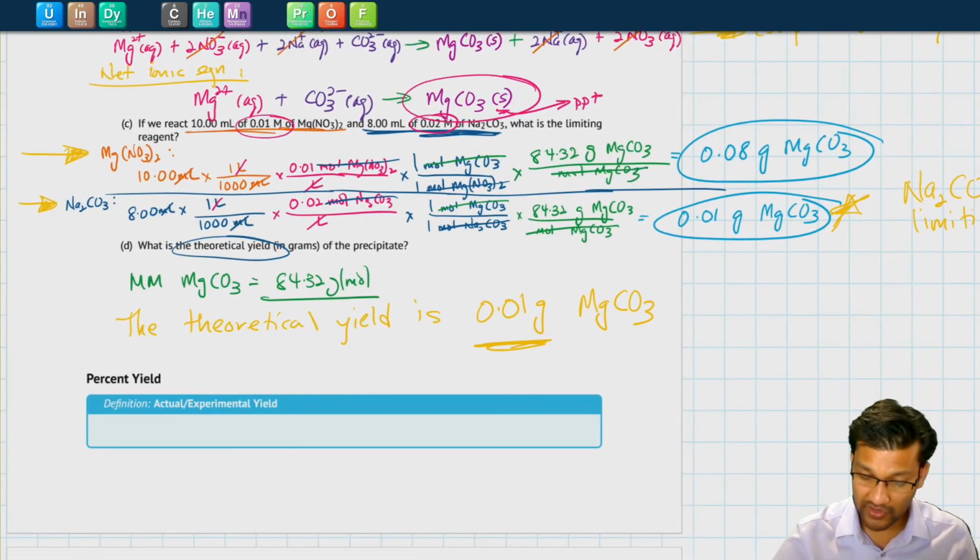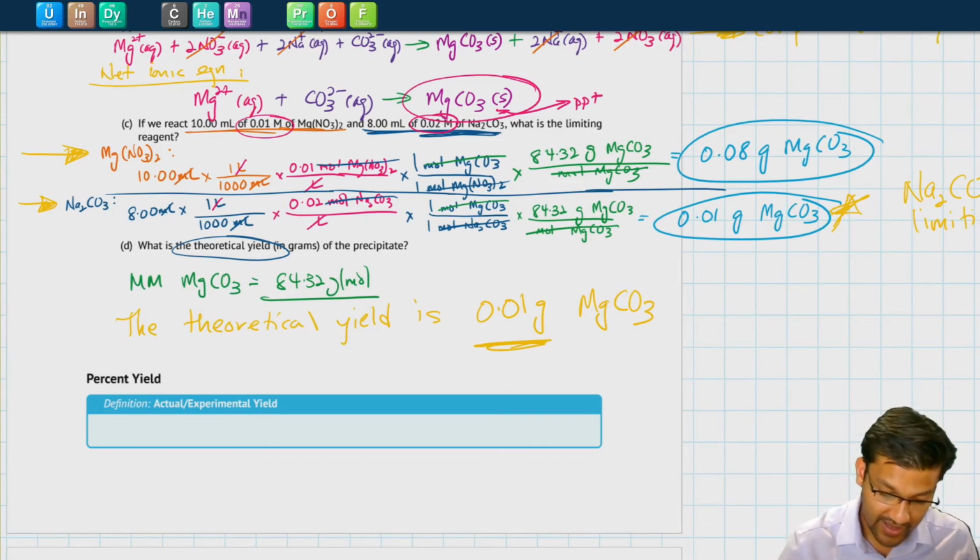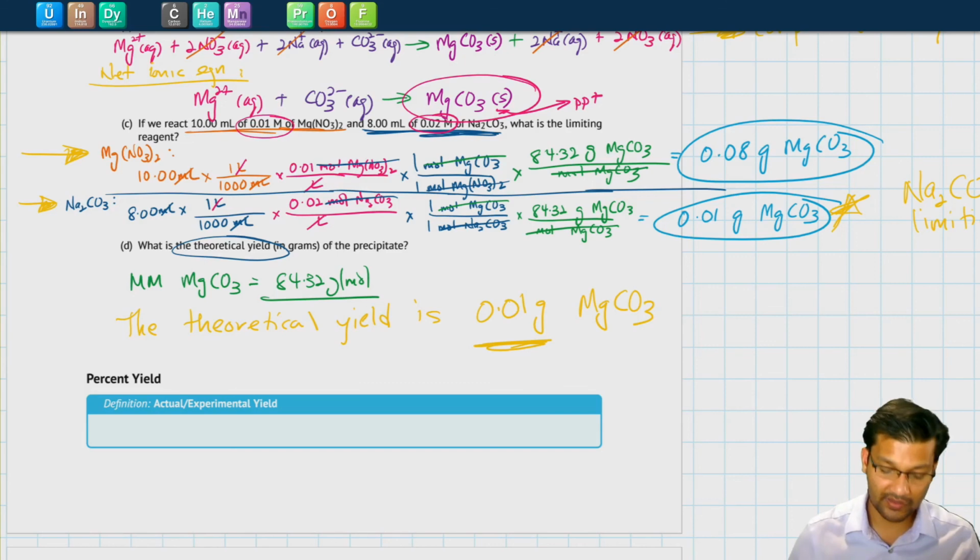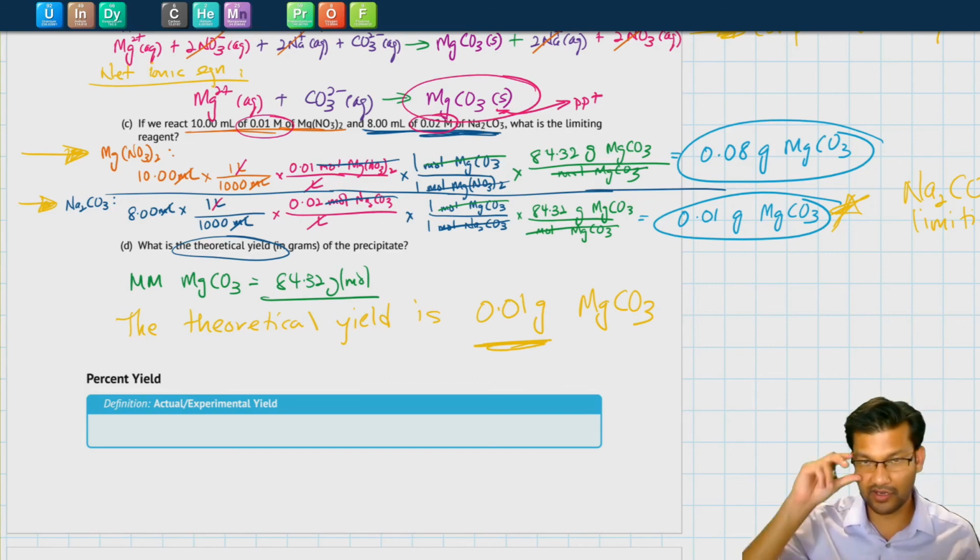It's a lot of stoichiometry calculation, so this continues to build on what we learned previously about stoichiometry, and it just takes it a little step further by using two different reagents with different starting amounts.